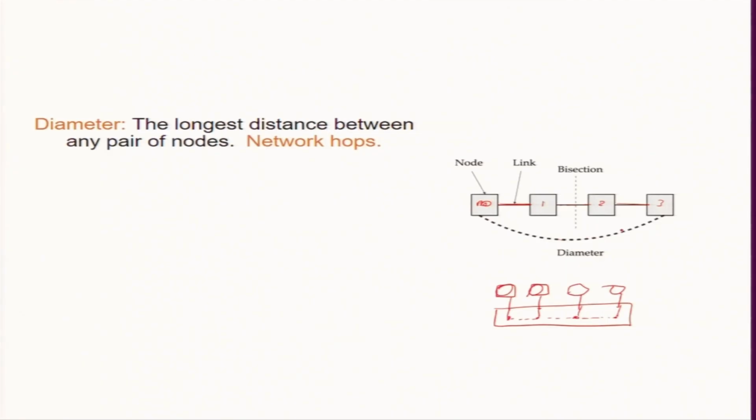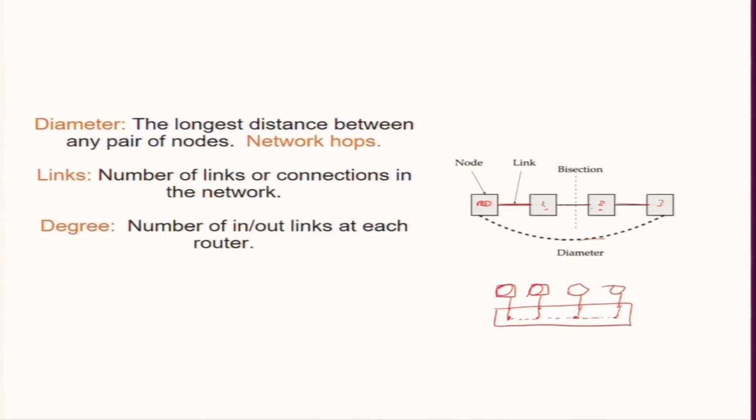But I want to go from 0 to 3, how many hops do I need? This dashed line is not a link. It is 3 hops: 0 to 1, then 1 will send it to 2 and 2 to 3. So, the longest distance is 3, and that is the diameter for this network. Then we have links: the number of links or connections in the network. We have 3 wires, 3 connections.